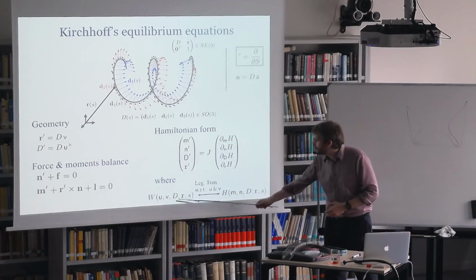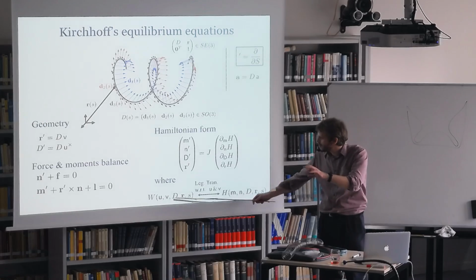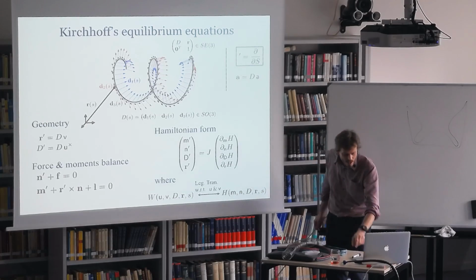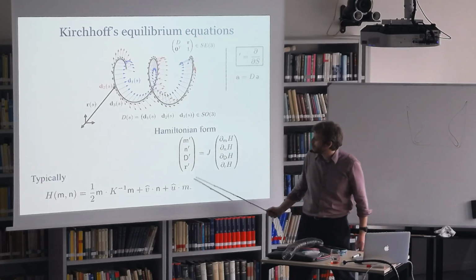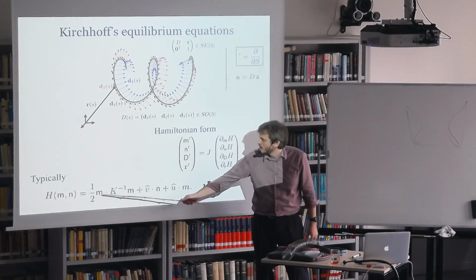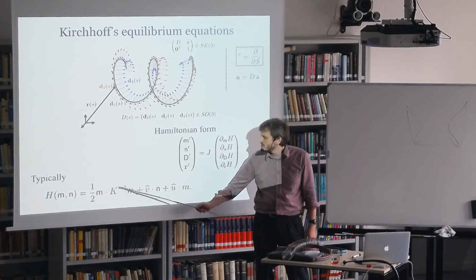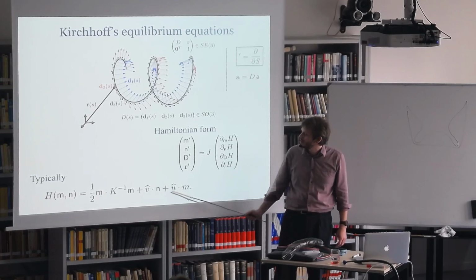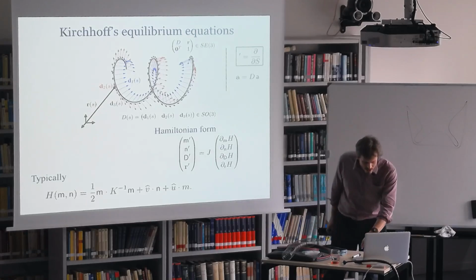Now, for a typical W, you remember for Kirchhoff rods it was this quadratic form, half of the strains, K the strains. The corresponding Hamiltonian is going to be half of the moment, the inverse of the stiffness matrix, the moment. And then the reference shape is encoded as a linear term in N and M in the Hamiltonian picture.